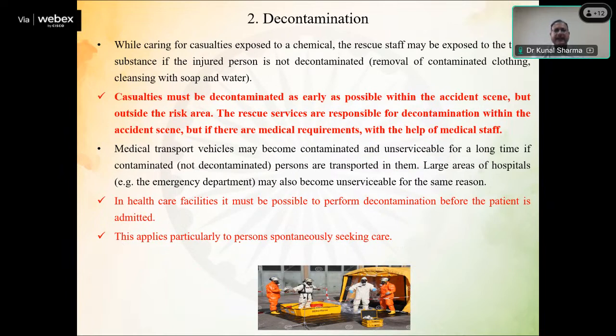Second is decontamination. While caring for casualties exposed to a chemical, the rescue staff may be exposed to the toxic substances if the injured person is not decontaminated. Removal of contaminated clothing, cleansing with soap and water, all this comes into a decon procedure. Casualties must be decontaminated as early as possible within the accident scene but outside the risk area. The rescue services are responsible for decontamination within the accident scene, but if there are medical requirements, with the help of medical staff. Medical transport vehicles may become contaminated and unserviceable for a long time if contaminated persons are transported in them. Large areas of hospitals may also become unserviceable for the same reason.